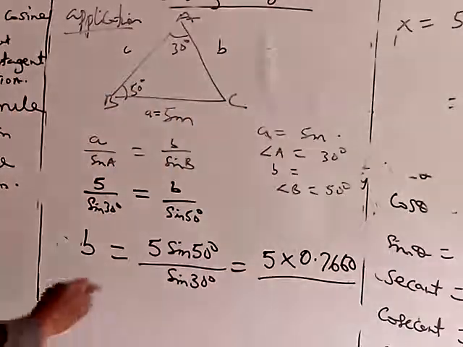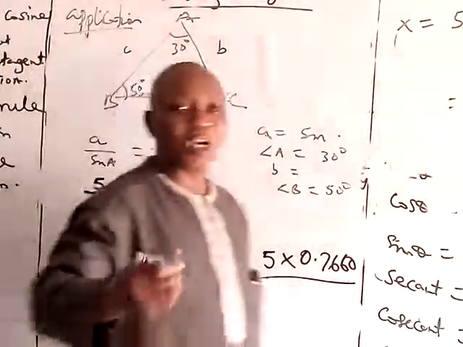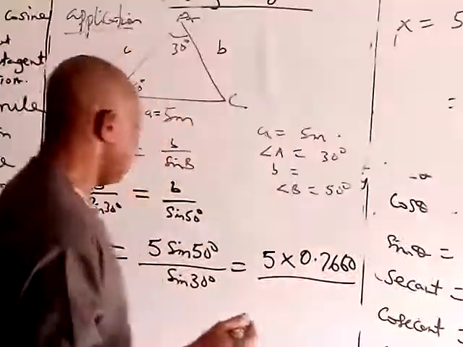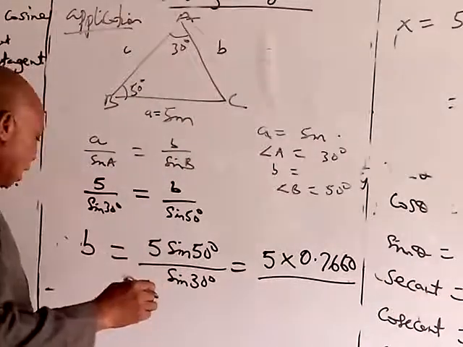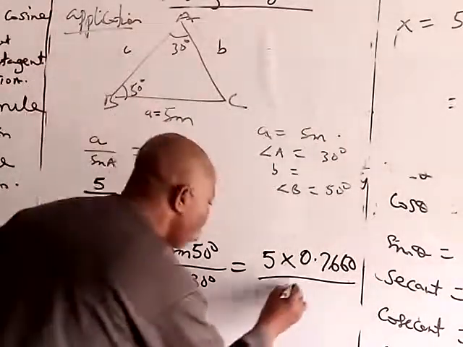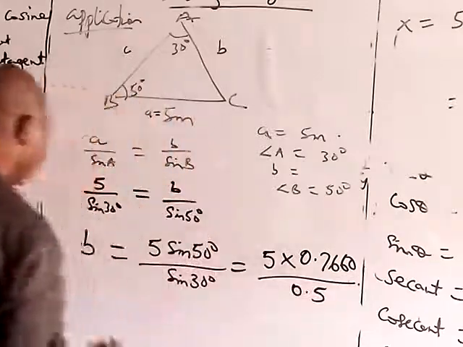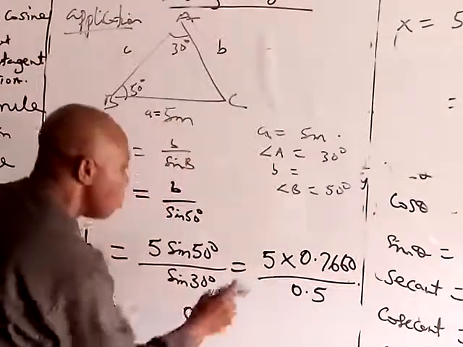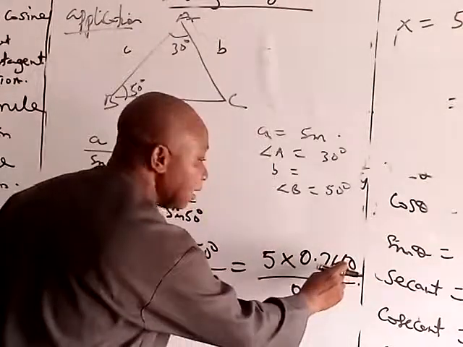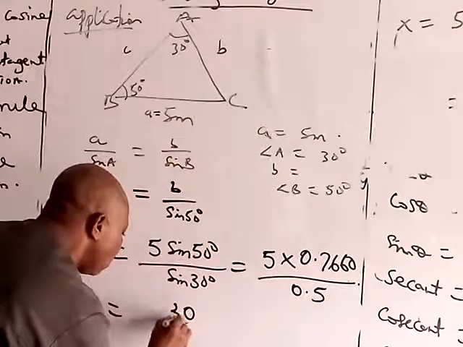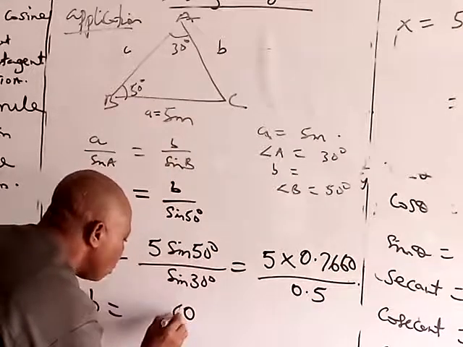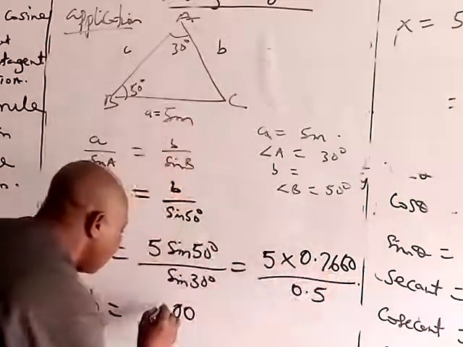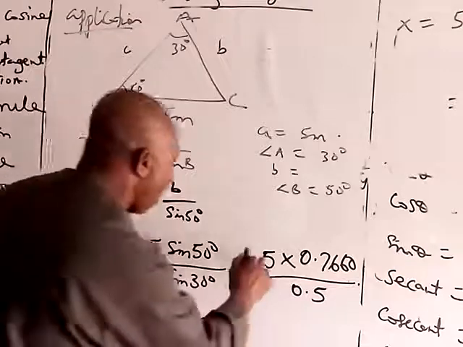Now, sine 30. You can still use your calculator to calculate sine 30. What is sine 30? Sine 30 is the same thing as 0.5. Then you multiply. 5 times 0, that's 0. 5 times 6, that's 30. Then put down 3, that's 0. And 5 times 6 is 30, plus another 3, that's 33, and 5 times 7.